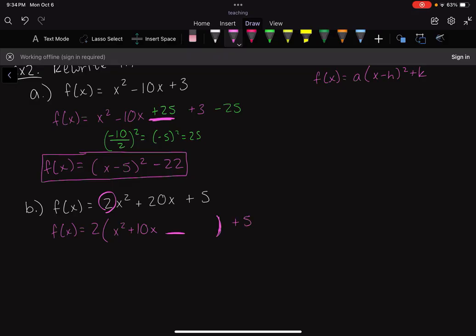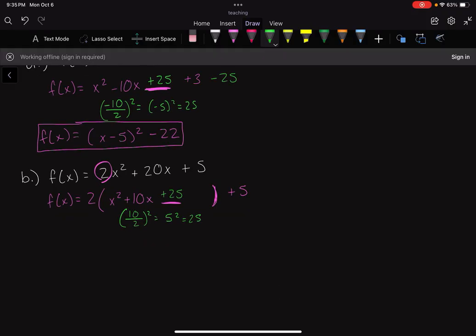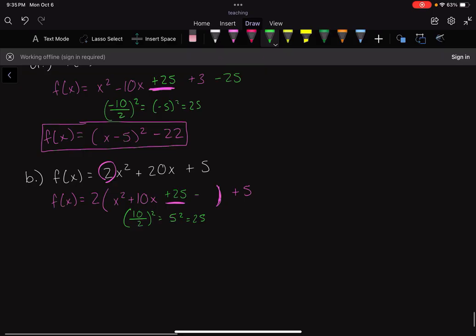This might be a weird concept to you, that we're only factoring the 2 out of the terms with x, but we don't have to factor it out of the whole thing. I can just keep the 5 off to the side. Now to figure out what I need to add, I'll take my b divided by 2 and then square it. So 5 squared is 25. So I want to add 25 here, but be careful. If we add 25, we also need to subtract 25.